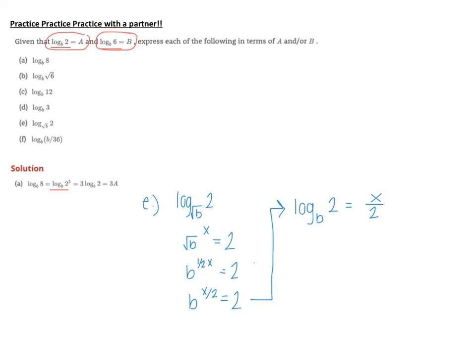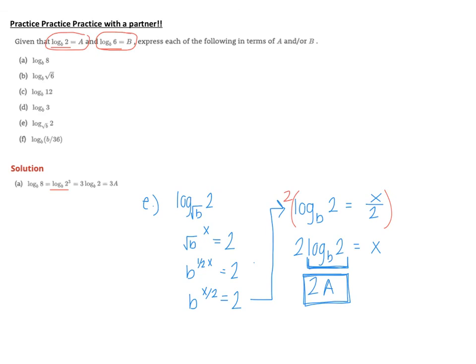We're getting close. I see a log base b of 2. That's helpful. I'm just going to quickly simplify by multiplying both sides by 2. And I'm going to get 2 log base b of 2 equals x. This portion right here, if I look above, is the letter a. So I really get this to be 2a equals x. Or if you just want to simplify to 2a, I'm good with that.